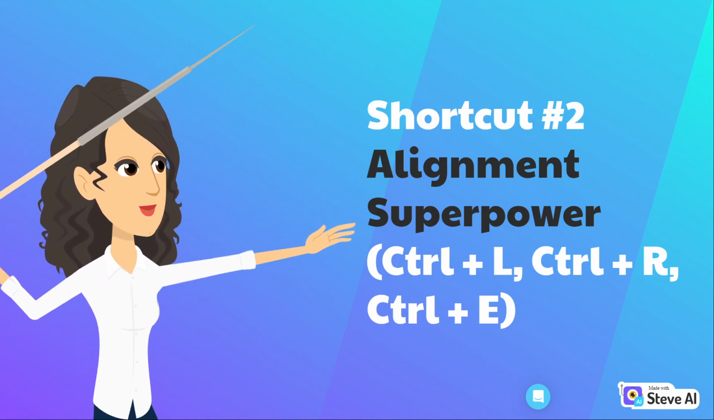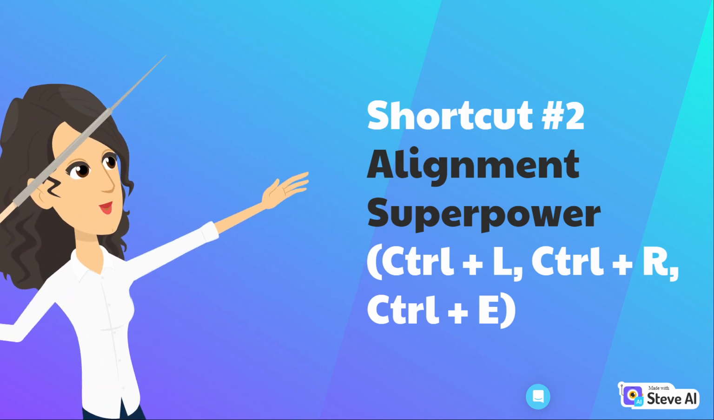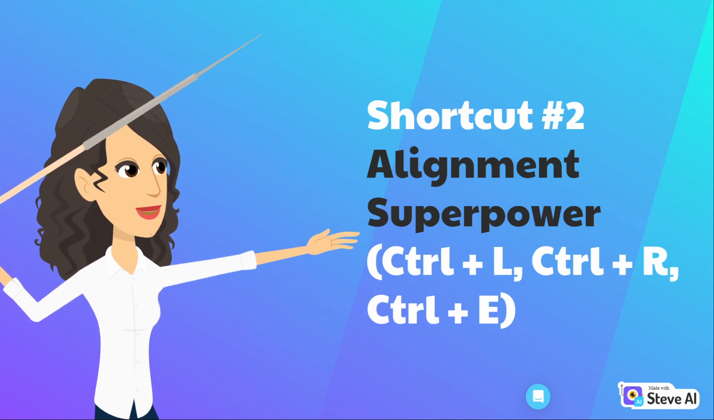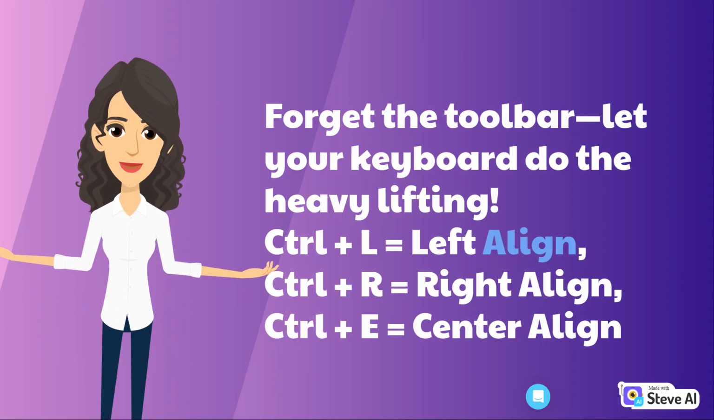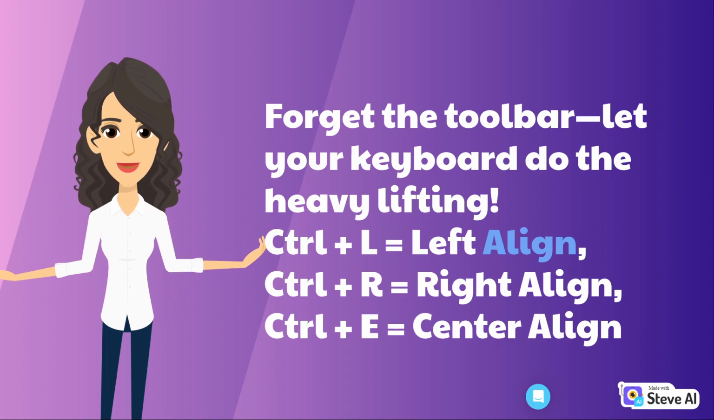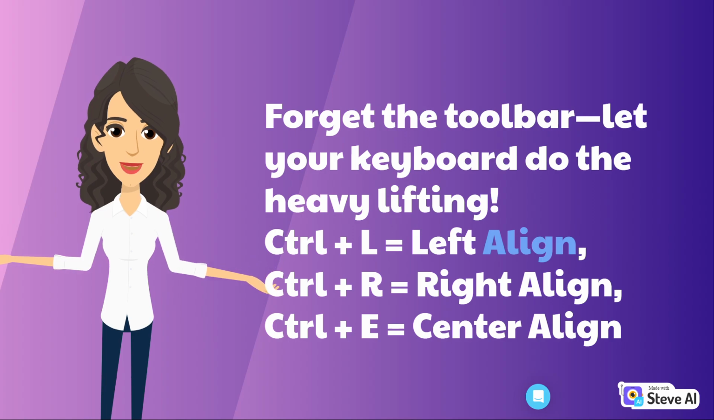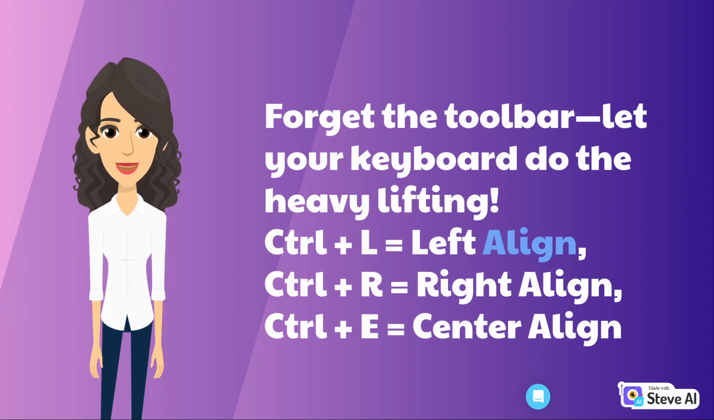Shortcut number 2. The alignment superpower, Ctrl+L, Ctrl+R, Ctrl+E. Alignment struggle? Not anymore. With these alignment superpowers, you can snap text to the left with Ctrl+L, to the right with Ctrl+R, or smack dab in the center with Ctrl+E. Forget the toolbar, let your keyboard do the heavy lifting. Ctrl+L equals left align, Ctrl+R equals right align, Ctrl+E equals center align.